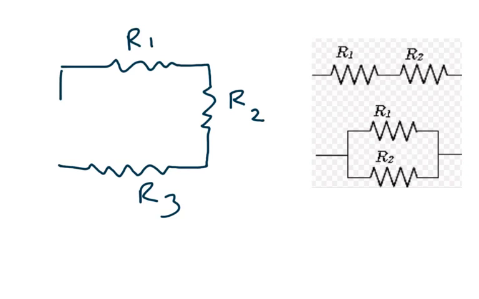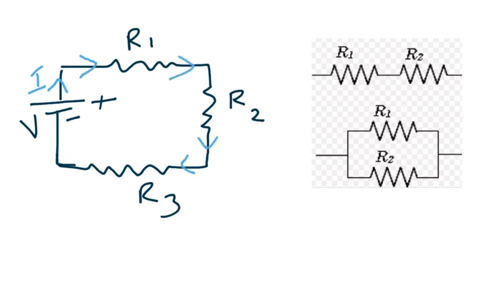Now I am going to connect the three resistors to a battery which supplies a potential difference V. The long line is the positive terminal, the short line is the negative terminal. Now the current I flows from the positive terminal. Now see the direction of the flow of current.